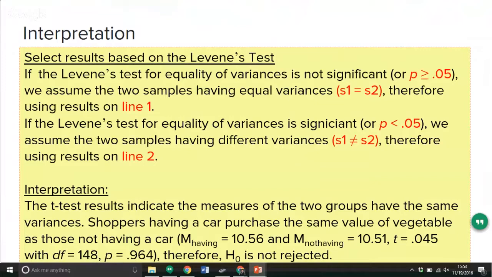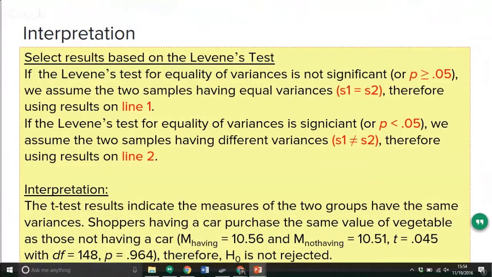Shoppers having a car purchase the same value of vegetables as those not having a car. So the mean amount of vegetables that they purchase if they have a car is $10.56. The mean that they purchase if they don't have one is $10.51. This is the t-value. There's the degrees of freedom. There's our p-value. It's greater than 0.05.